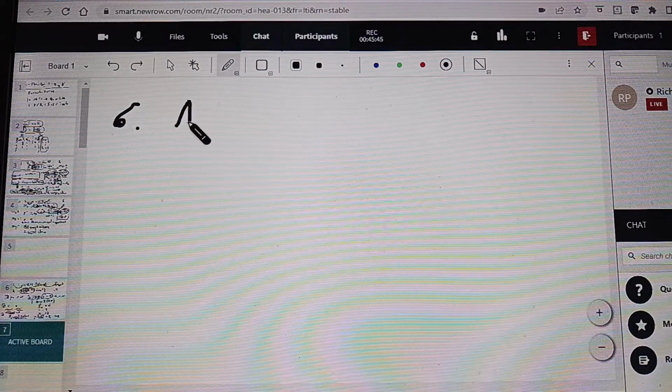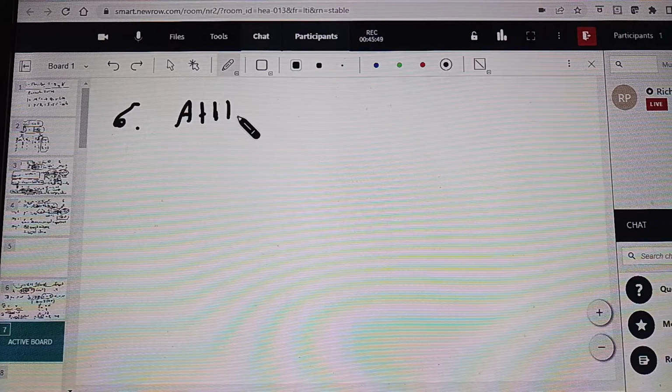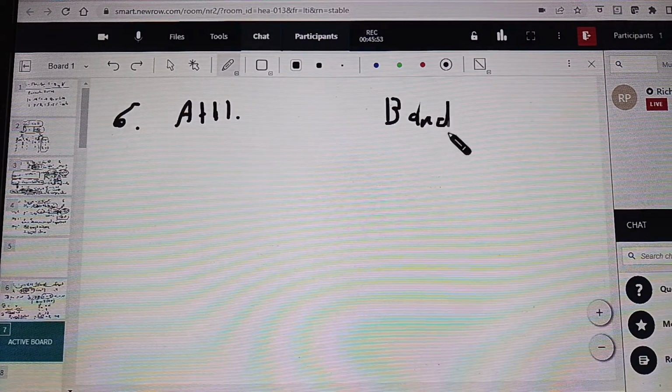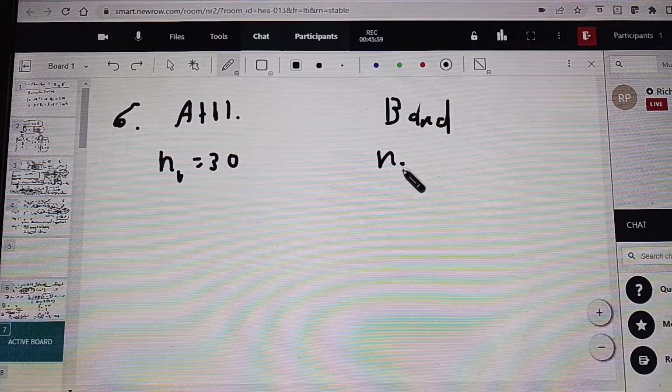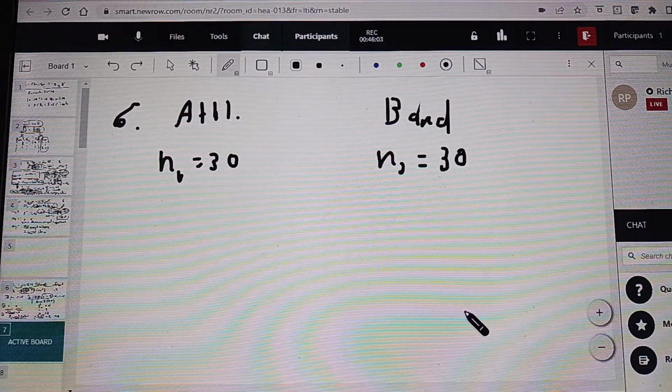So we're going to put the athletes first and the band second. They each have a random sample of 30, although they could have separate random samples too, and they could be different sized. They could say 30 athletes and 40 band members were randomly selected.